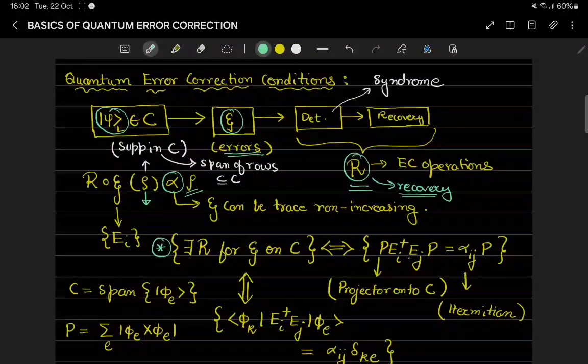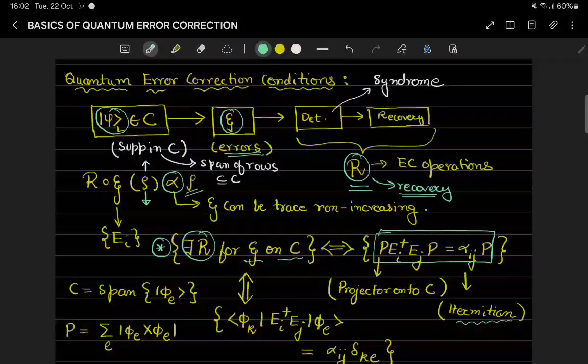So the idea is, if the Kraus operators for a given channel satisfy this particular condition here, where P is a projector onto the code space and alpha ij are just some Hermitian matrix elements, and if the left hand side and right hand side are related in this particular fashion, then I can say that there exists a recovery operation for the error on the code space.